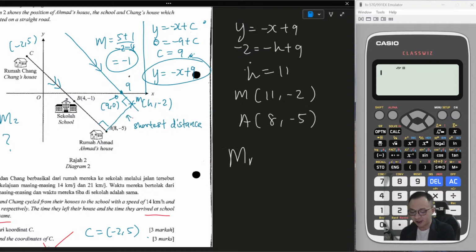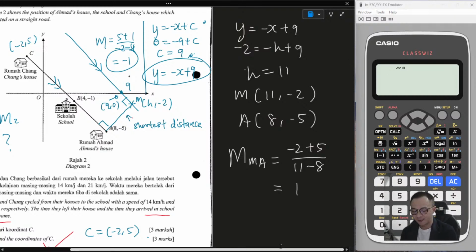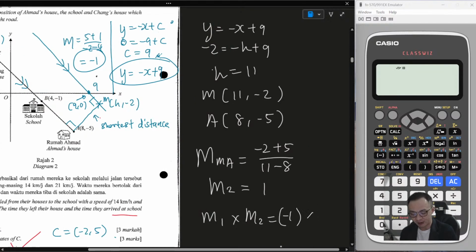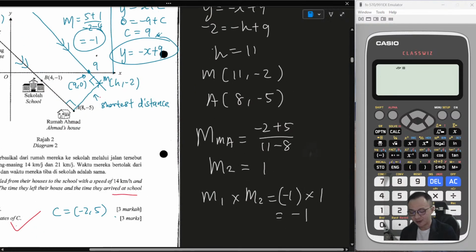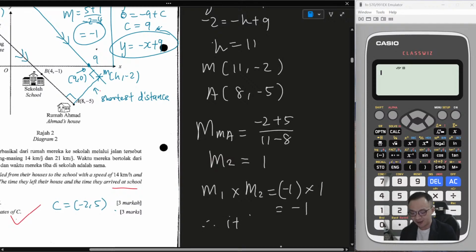I want to find the gradient of MA. So -2 plus 5 over 11 minus 8. So this one is 3 over 3, which is 1. Then just now the first gradient, multiply this one, I call it second gradient. Then we will get -1 multiply 1 equals to -1. Therefore, this is the shortest distance.